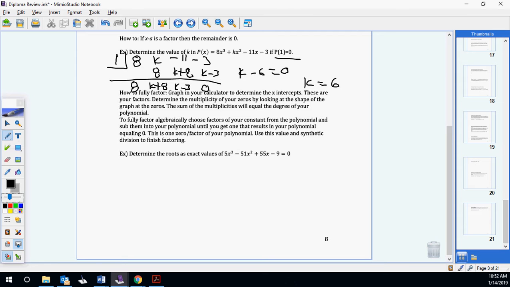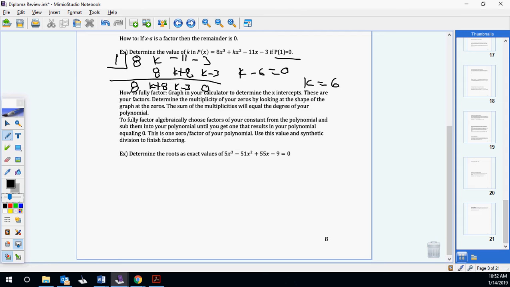Okay. All right, so how to fully factor. Graph on your calculator, determine the x-intercepts. Those are your factors. Determine the multiplicity of your zeros by looking at the shape of the graph at the zeros. The sum of the multiplicities will equal the degree of your polynomial. To fully factor algebraically, choose factors of your constant and sub them into the polynomial to get results. So this is kind of just walking you through how you can determine the roots and the exact values of a polynomial that's maybe a little bit uglier, a little bit harder.